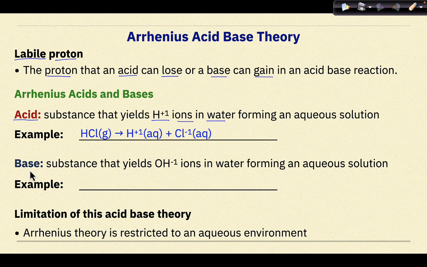An Arrhenius base is a substance that yields hydroxide ions in water, forming an aqueous solution. An example of this is when we have solid sodium hydroxide dissociating into sodium ions and hydroxide ions. The presence of the hydroxide ions is what makes this a base. Limitation of this acid-base theory: this Arrhenius theory is restricted to an aqueous environment.